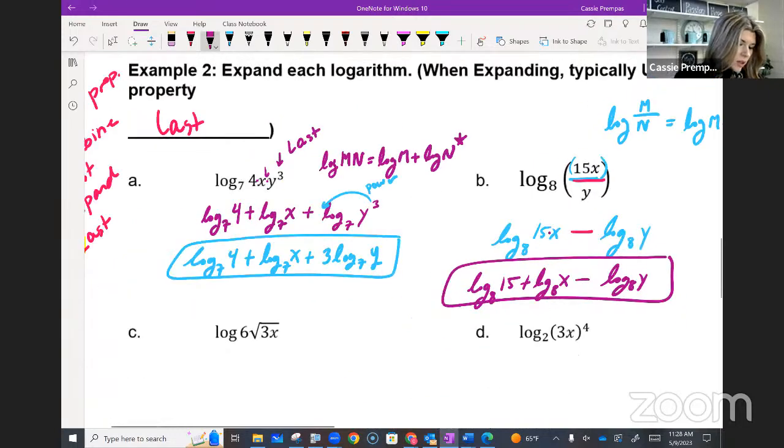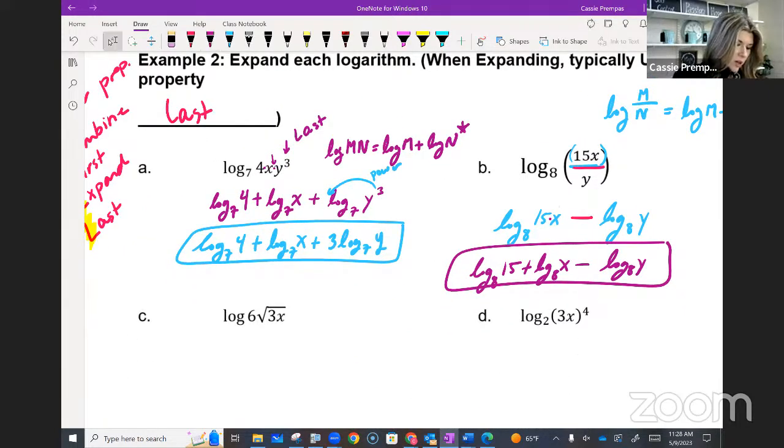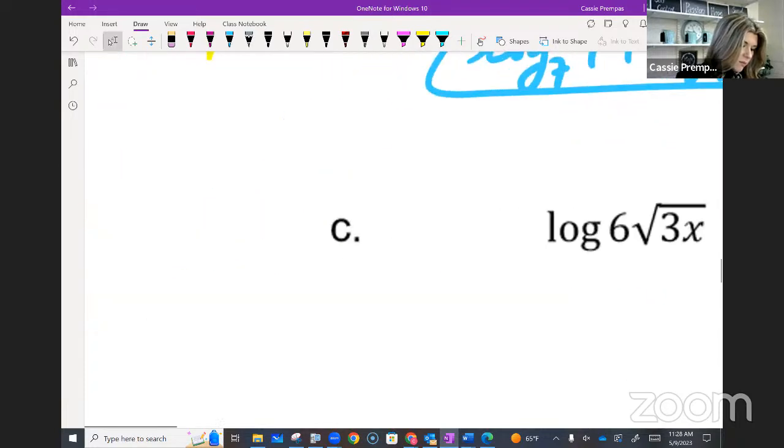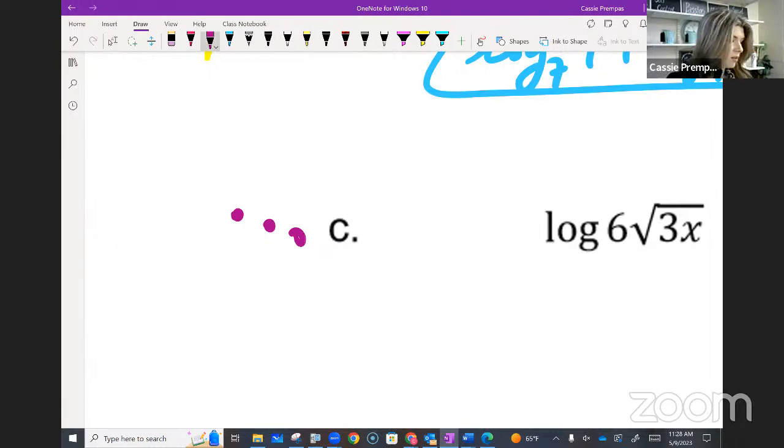Okay. Before we move on to the next one, I want to remind you guys of something. You actually have the power property here. It's a little bit hidden in disguise. Do you guys remember? This is good review for the final as well. If I had the square root of x, do you remember how I could write that as x to a power?